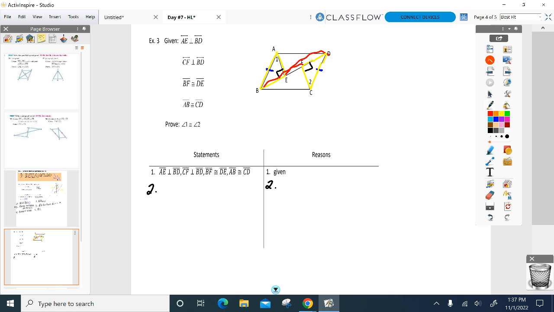Side angle side? Yes, no? No, why not? Is the right angle in between? No. But what's the hypotenuse in this case? Name the two hypotenuses. AB and CD. There's your H.